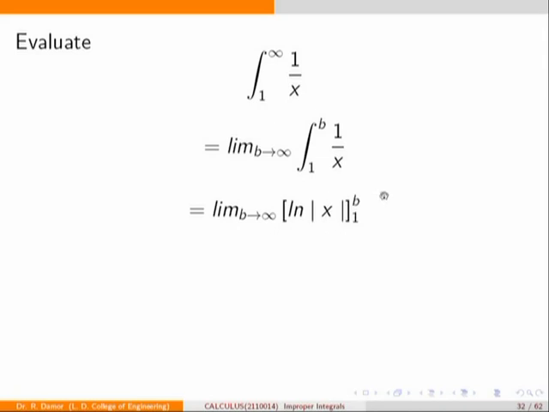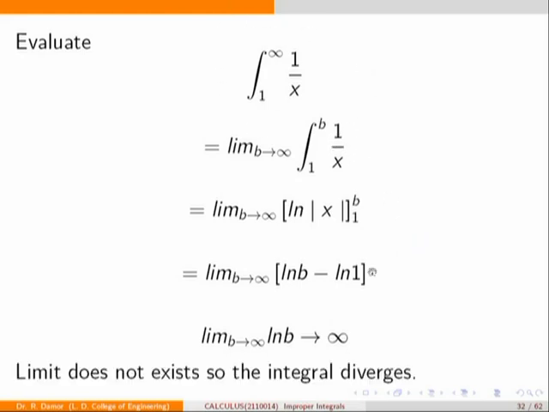Now I can put down my limits. Limit b tends to infinity of ln b minus ln 1. And you know the value of ln 1. What is the value of ln 1? It is 0. So only the limit b tends to infinity of ln b remains. When b tends to infinity, what is the value of ln b? So ln b also goes to infinity. So the value of this is infinite, and this integral is not convergent. Okay. The limit does not exist, so the integral diverges.